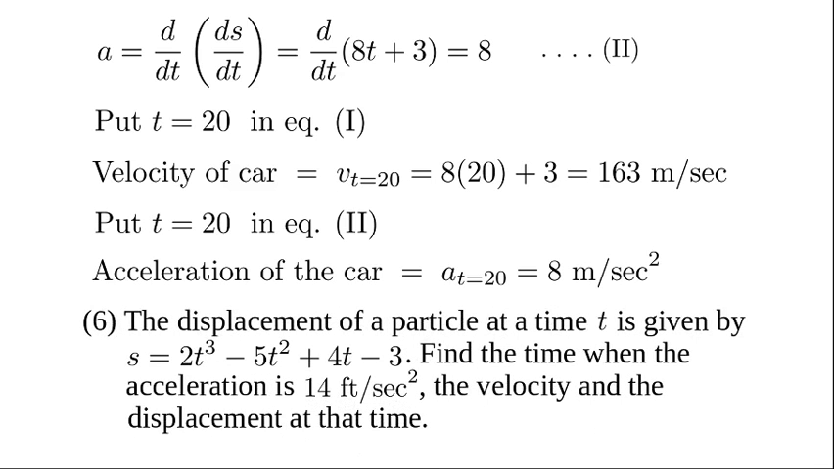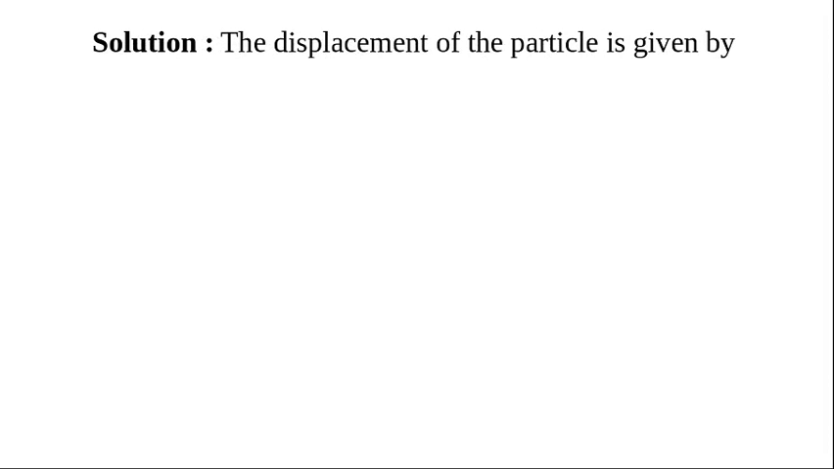Next problem: the displacement of a particle at any time t is given by s equal to 2t cube minus 5t square plus 4t minus 3. So we are asked to find the time when the acceleration is 14 feet per second square, and also we are asked to find the velocity and the displacement at that time. Displacement of the particle is given by s equal to 2t cube minus 5t square plus 4t minus 3.